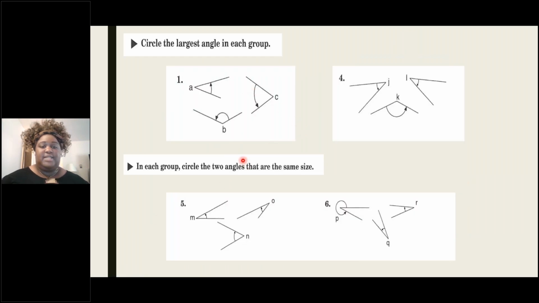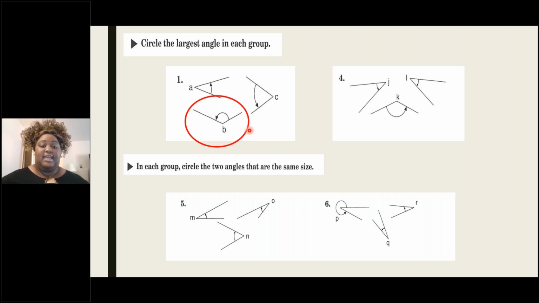So here's a few exercises to get a better idea of that. The first one wants us to circle the largest angle in each group. We have three angles in this group, angle A, angle B, and angle C. We want to figure out which angle of the three is the largest, and we can tell that just by looking at them. I'll give you a minute to look at them and see which one you think is the largest. Okay, so the largest angle here is angle B.